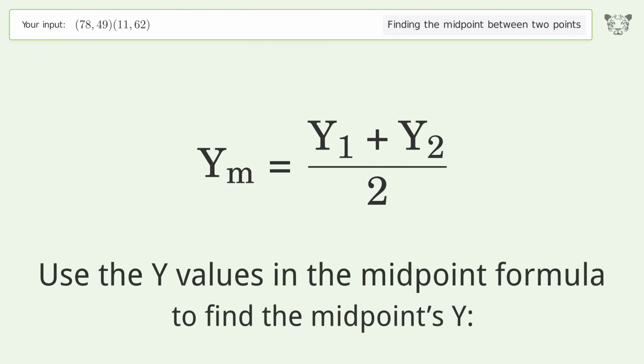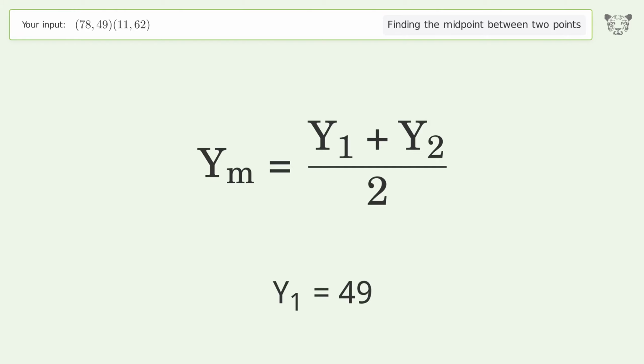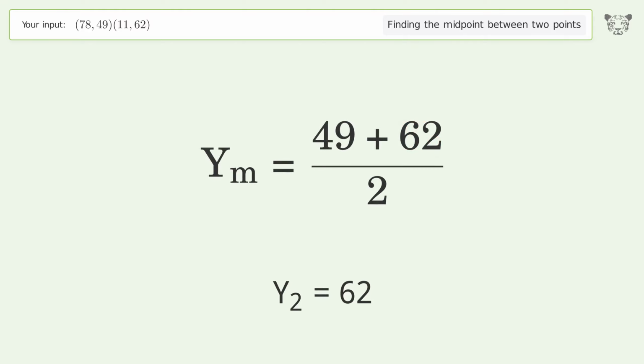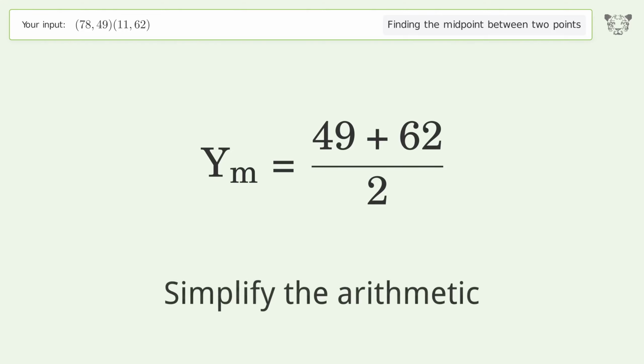Use the y values in the midpoint formula to find the midpoint's y. y1 equals 49. y2 equals 62. Simplify the arithmetic.